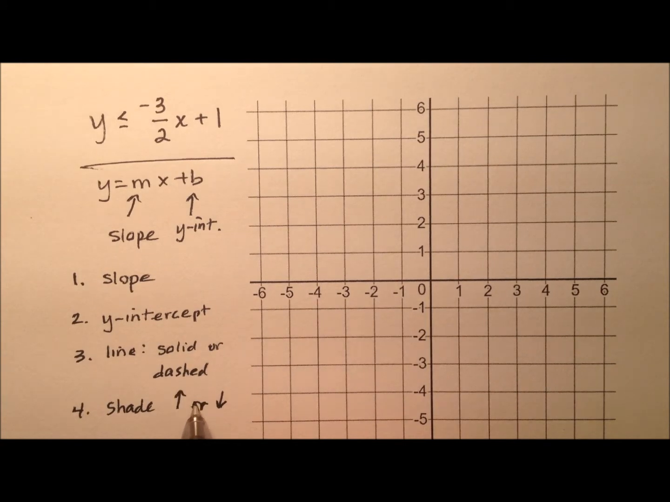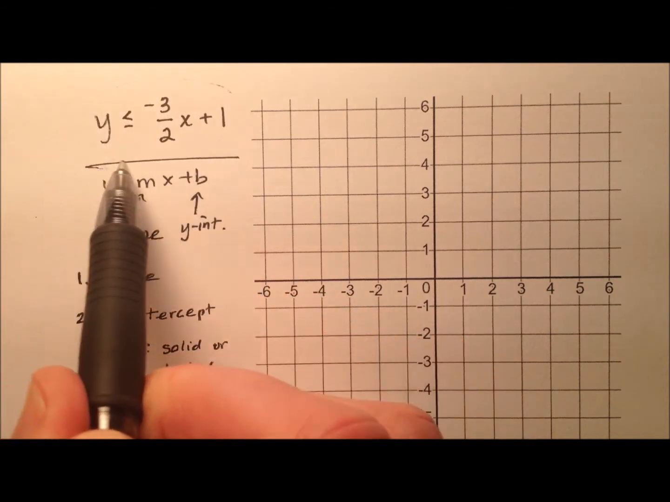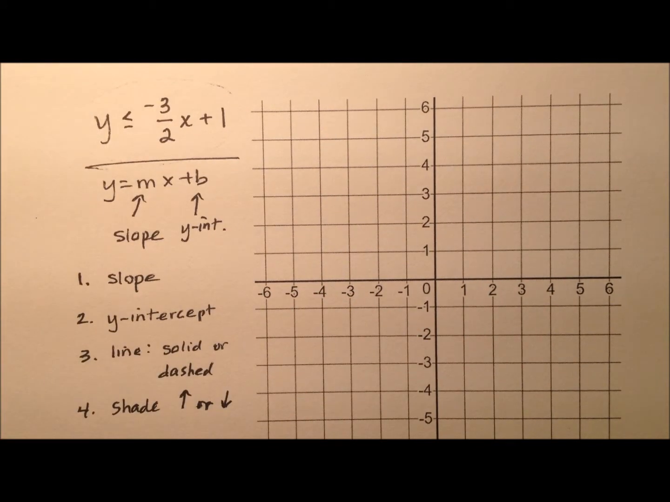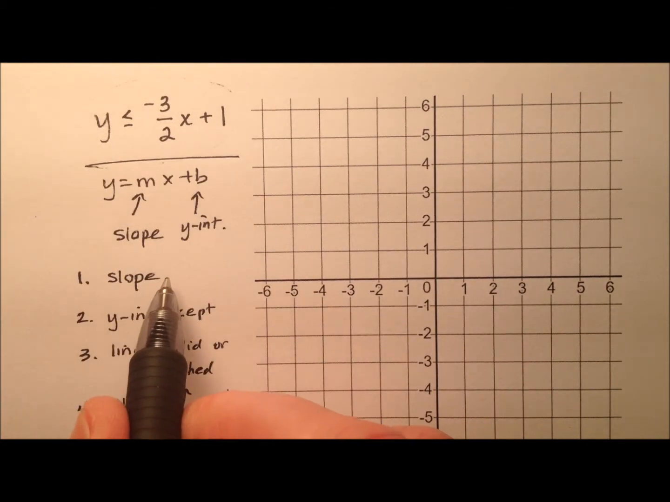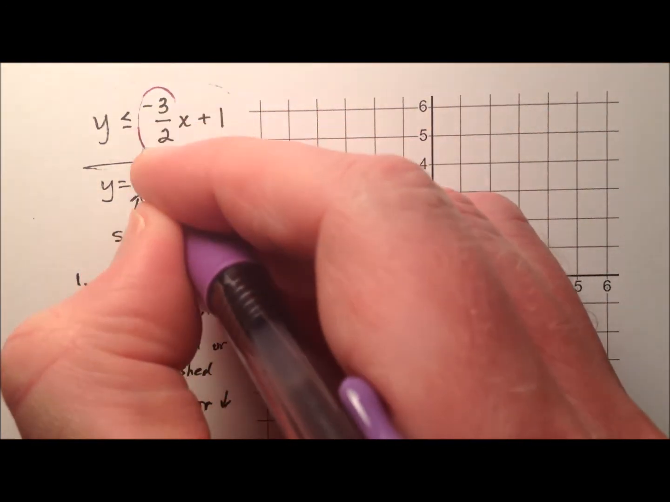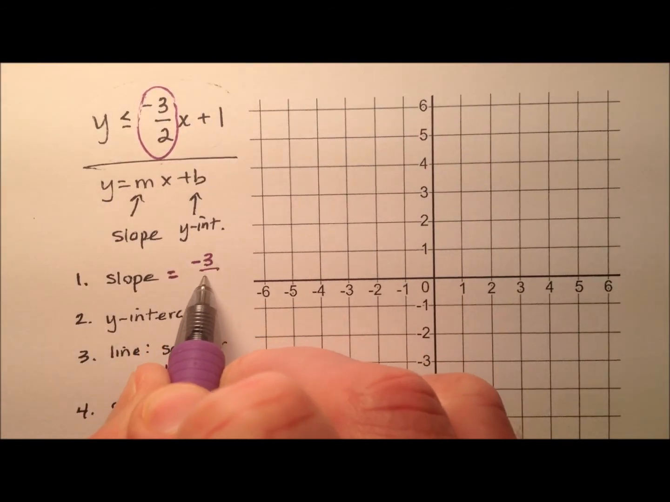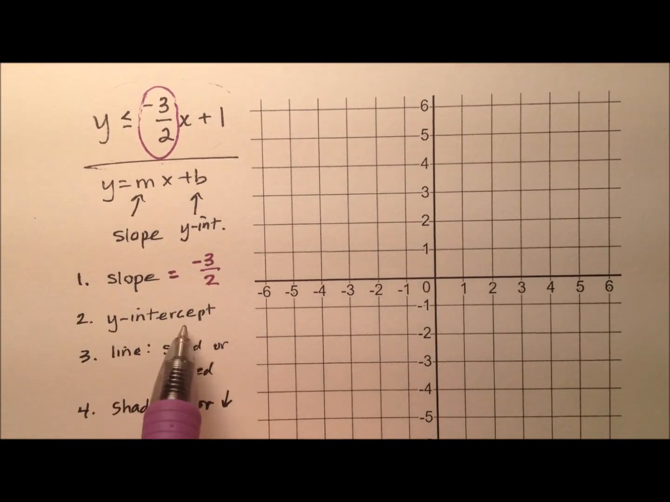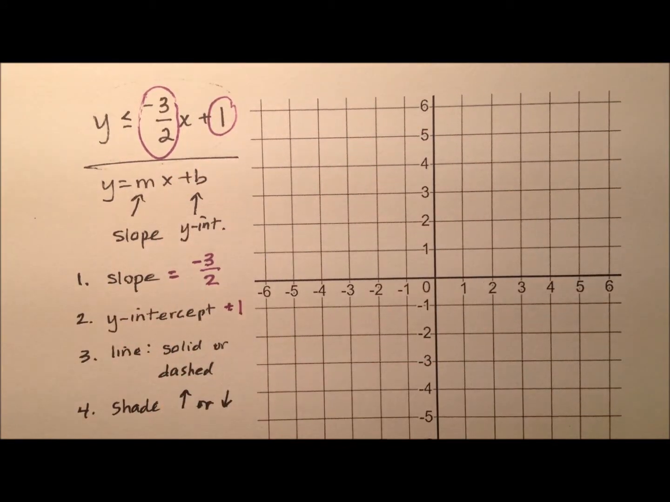Here are these 4 pieces that we'll always need, and it's really easy to get them from the inequality when your inequality is already in slope-intercept form like this. So let's take a look. It looks like our slope is going to be negative 3 halves, because that's right here. My y-intercept is this plus b, so it's going to be a positive 1. Okay, so is my line solid or dashed?